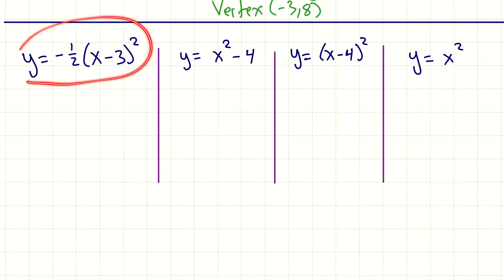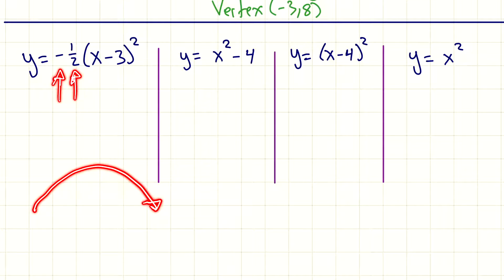So this first one, you'll notice I have a half here, right? So things to pay attention to. This would have a negative orientation, right? Because it has a negative in front. And the scale factor would be 1/2, right? So it's okay to have a fraction as a scale factor. That means this graph is going to look wide. So that means not only is it going to be negative, but it's going to look like a wide parabola.